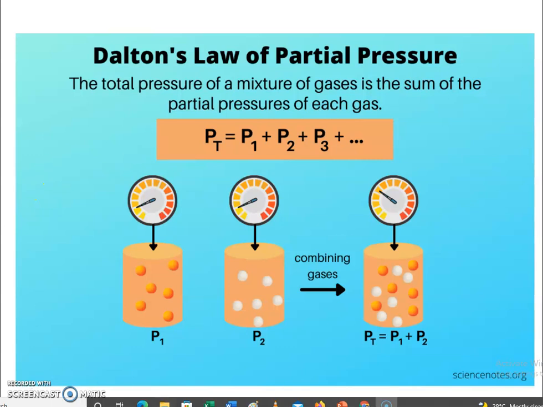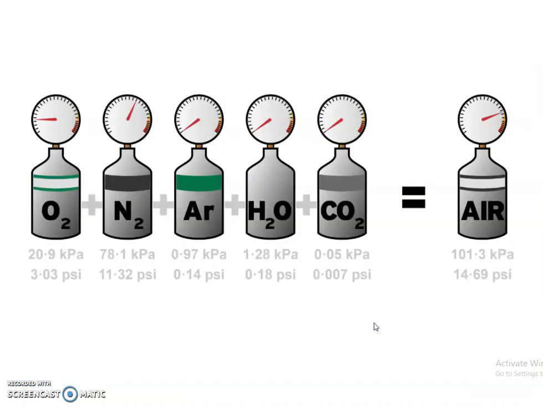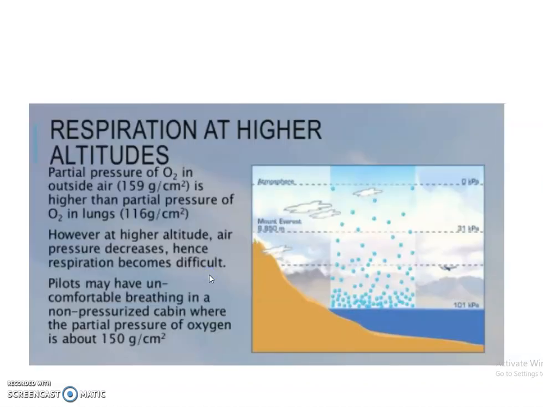So that is what is represented in this figure. The sum of the partial pressures, P1 plus P2, is equal to the total pressure. Similarly, air is a combination of many gases, and therefore the pressure of the air is the combined partial pressures of oxygen, nitrogen, argon, water and carbon dioxide. This is called Dalton's law of partial pressure.